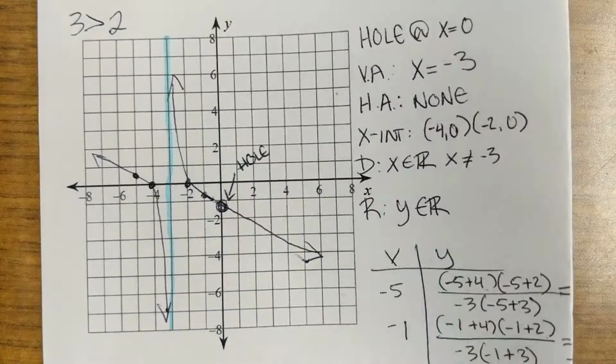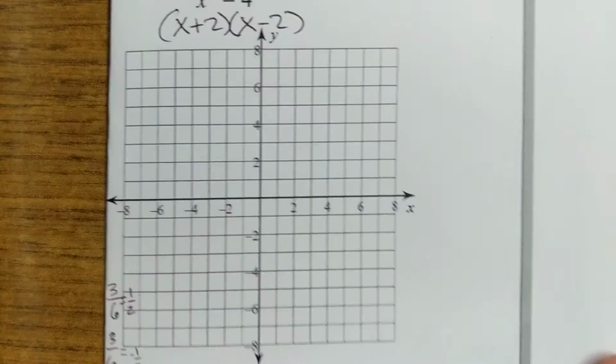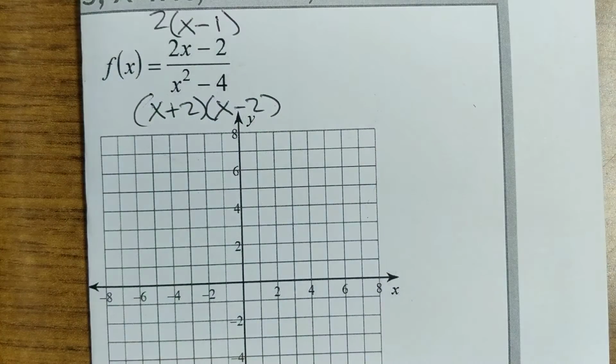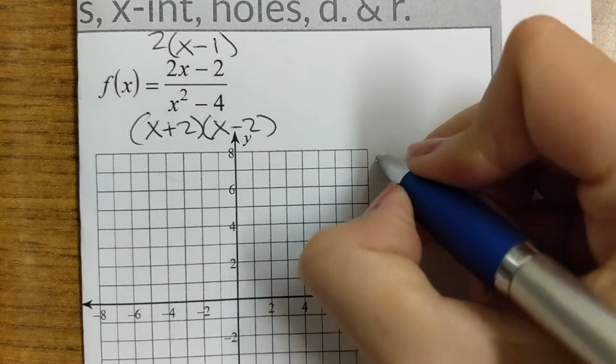Learn from me. Don't forget the hole. Okay. So, it appears as though nothing crosses off, nothing reduces, so I do not have any holes.